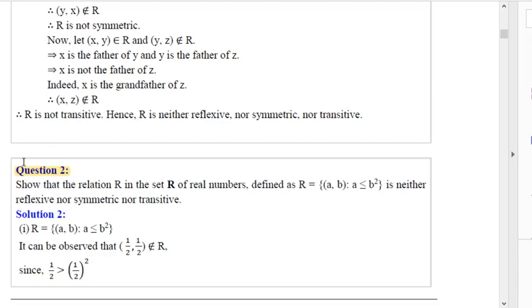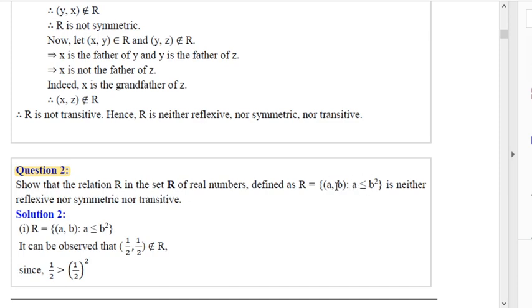Question number 2. Show that the relation R in the set R of real numbers defined as R = {(a, b) : a ≤ b²} is neither reflexive nor symmetric nor transitive.